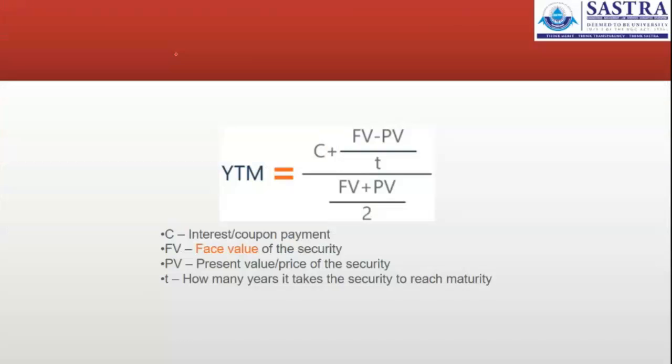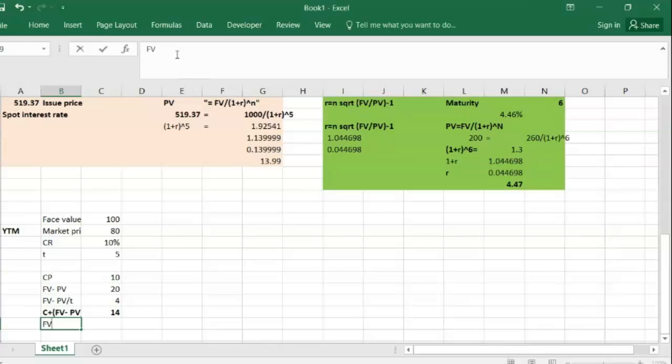Here the FV, face value, plus present value divided by 2, the average value, is taken. The face value of the instrument is 100 rupees plus the present value of the instrument is 80, so 180 divided by 2 is 90 rupees.